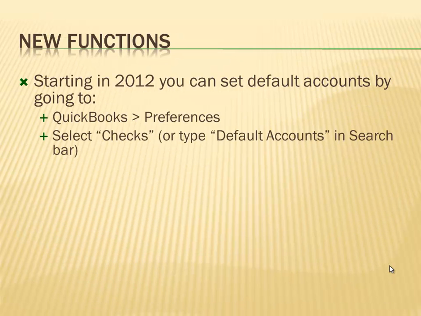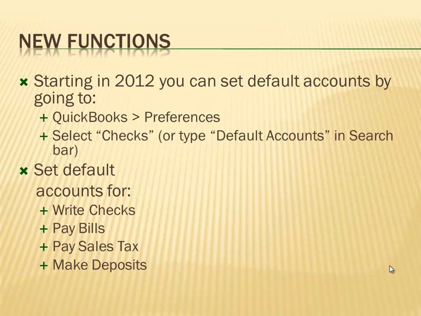Some new functions starting in 2012. You can set default accounts. What you're going to do is go to QuickBooks, then go to Preferences, select Checks, or you can type default accounts in the search bar. You're going to set the defaults for writing checks, paying bills, paying sales taxes, and making deposits.